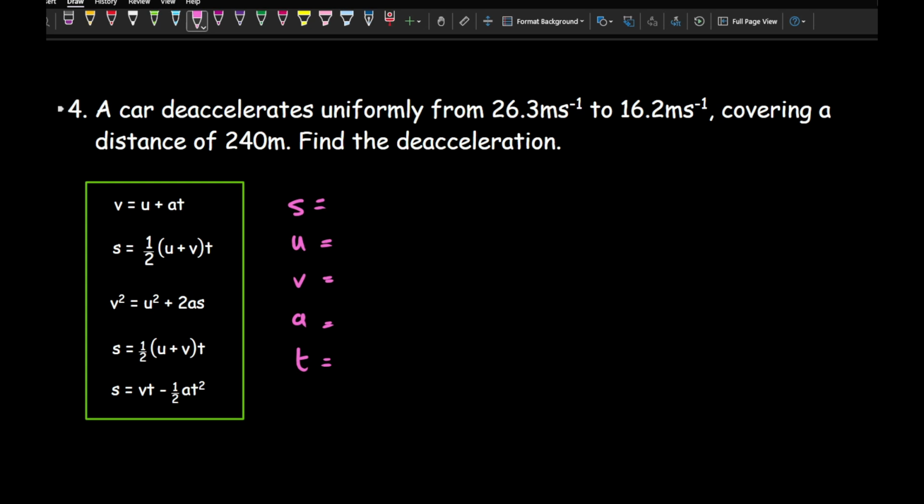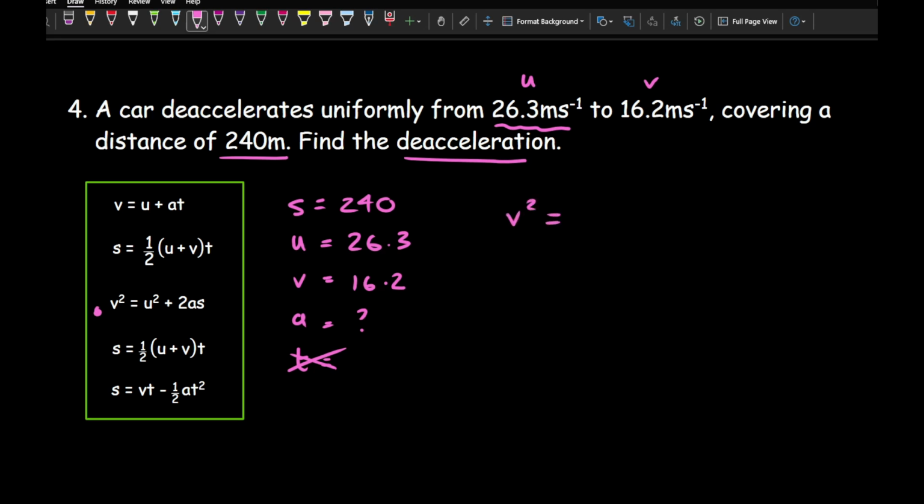The initial velocity is 26.3. We've got our final velocity, which is 16.2. We've got our distance, which is s, which is 240, and we're trying to find the deceleration, which is going to be our a value, so we can discount the t. Now looking at this, which formula uses s, u, v and a, and that's going to be this formula here. So for this we're using v squared equals u squared plus 2as.